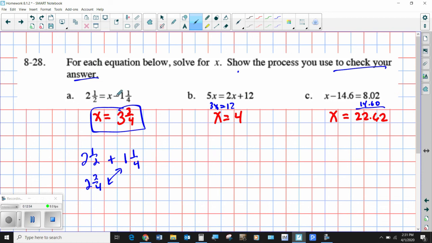Is it 3 3/4 minus 1 1/4, 2 2/4? Yes, it is. If x is equal to 4, that's 20. This becomes 8 plus 12 is 20. Yes, that's correct. And 22.62 minus 14.6 should get us back to 8.02. Yes, it does. All right. So there you go. That's your homework.